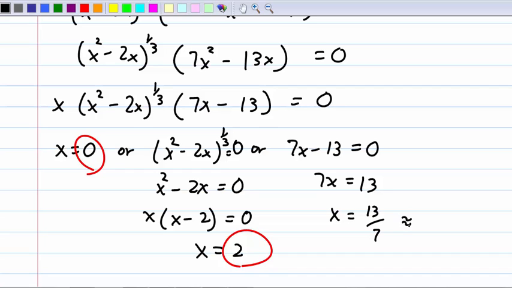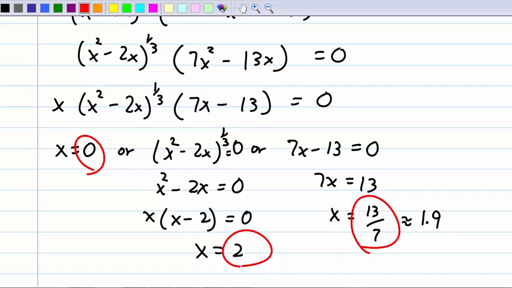That's about 2, or a little less than 2. It's like 1.9 or something. But that's just an approximation. It's rounded off. The exact answer is 13/7. So there, ladies and gentlemen, are our three solutions. So that's how you solve this, by factoring and setting each factor equal to 0.